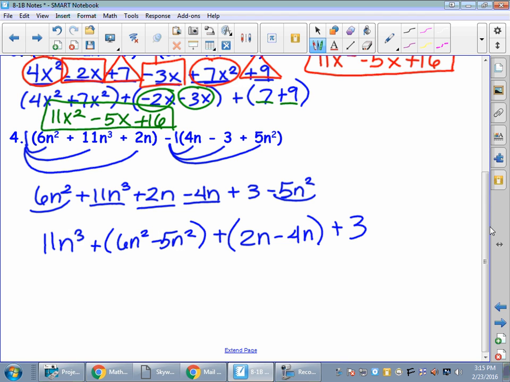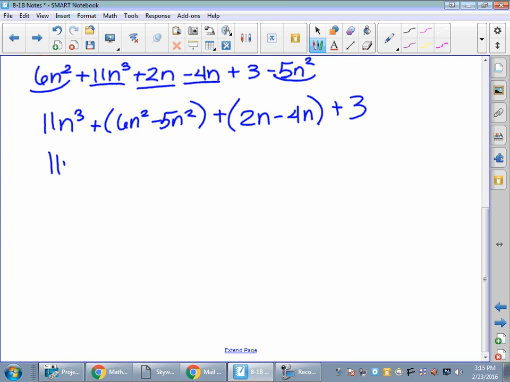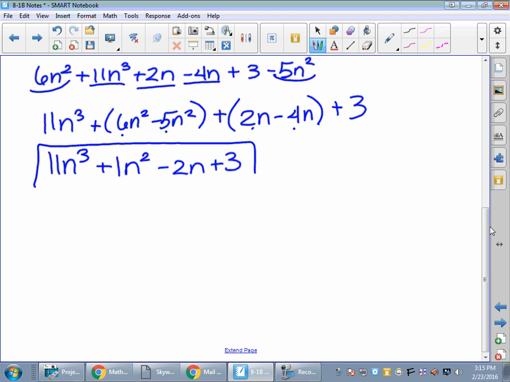And so the 11n cubed just stays 11n cubed. A 6n squared and a negative 5n squared leaves me with positive 1n squared. A 2n and a negative 4n leaves me with a negative 2n. And then a plus 3. And so that's your final answer, your difference, the subtraction.